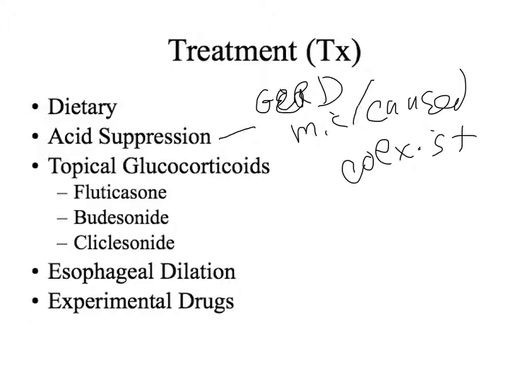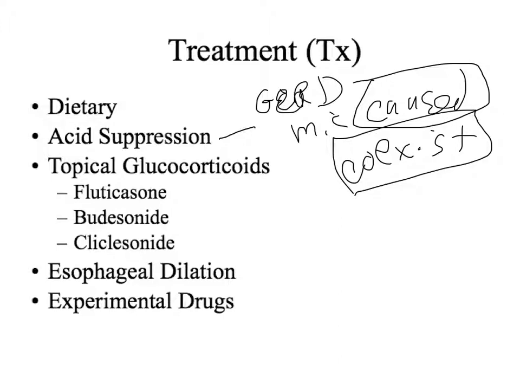So if eosinophilic esophagitis is causing GERD, you want to treat that. If it coexists with EoE, you want to treat it still. And if it's mimicking EoE, then you don't have to worry about the rest of these treatments. You just treat GERD. Now, topical glucocorticoids such as fluticasone, budesonide, and ciclesonide, I think I'm pronouncing that right, are the treatment of choice as far as pharmacological, and fluticasone is usually the first prescribed medication.